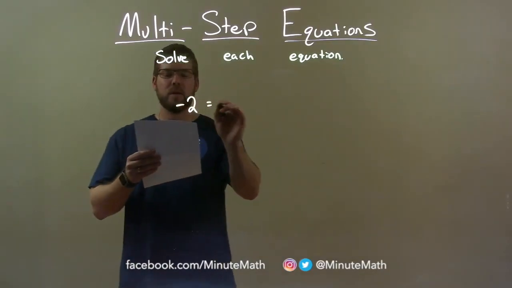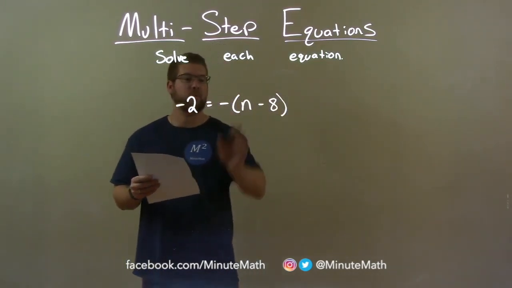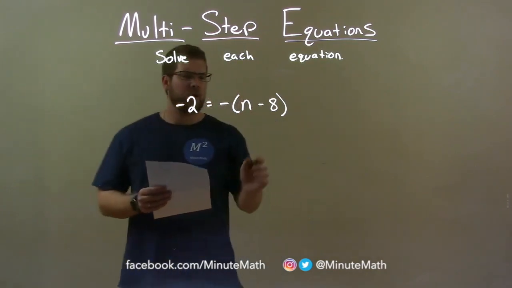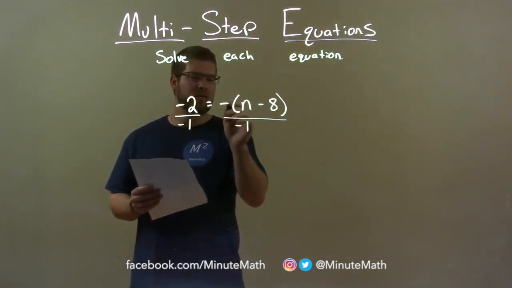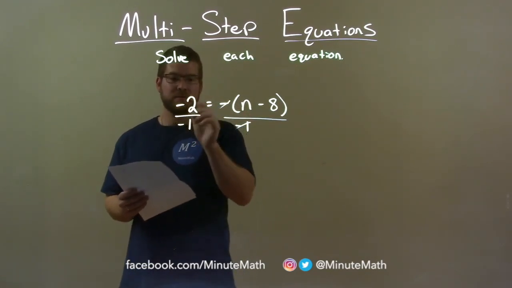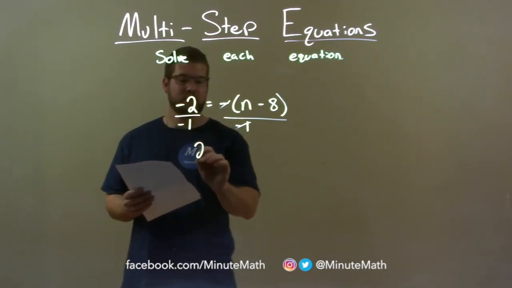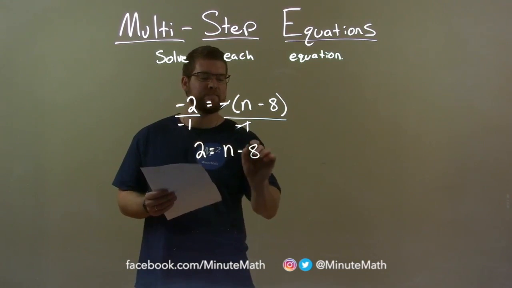Negative 2 equals a negative n minus 8. And there we have it, in our parentheses now, n minus 8. First step is I'm actually going to divide both sides by a negative 1. What that does is it eliminates the negatives right there, giving me, and on the left-hand side too, right? Negative 2 divided by negative 1 is a positive 2. Positive 2 equals what was left in the parentheses, n minus 8.